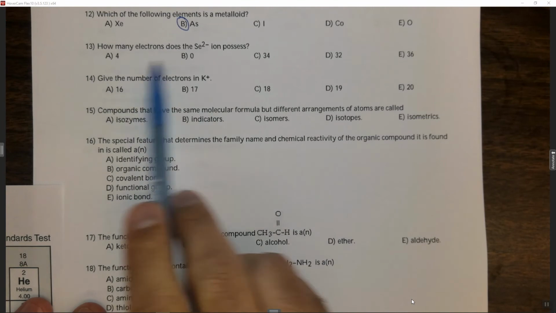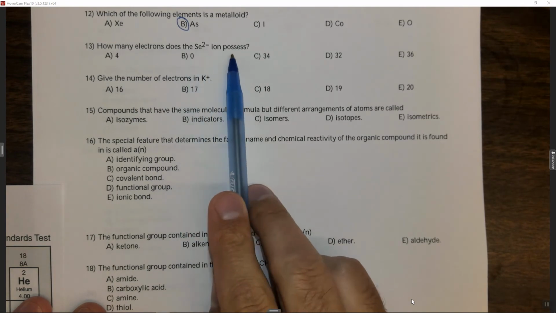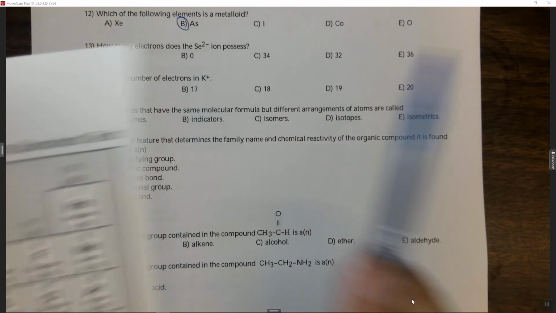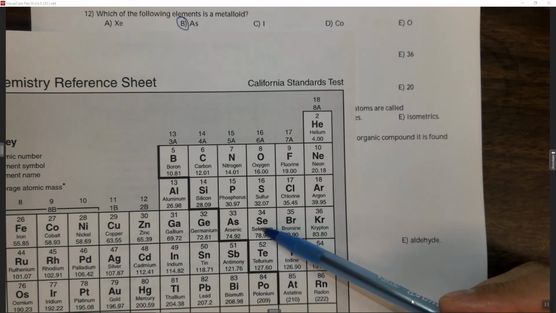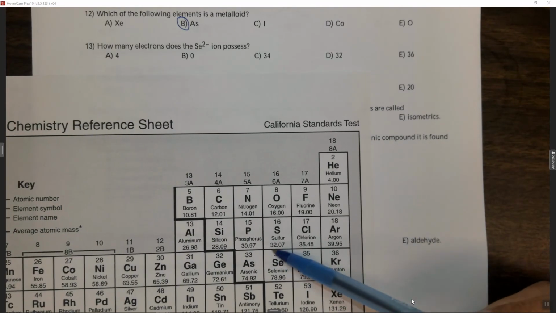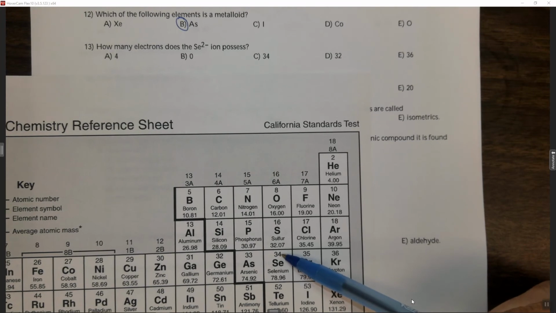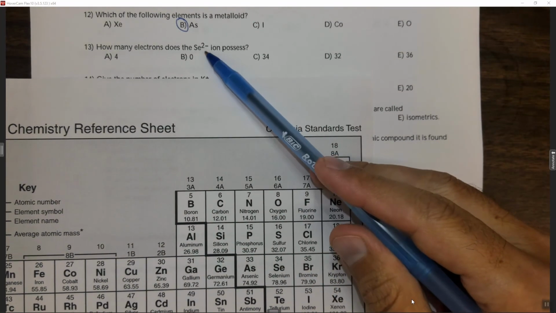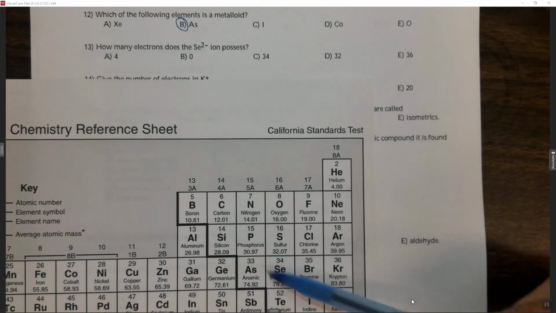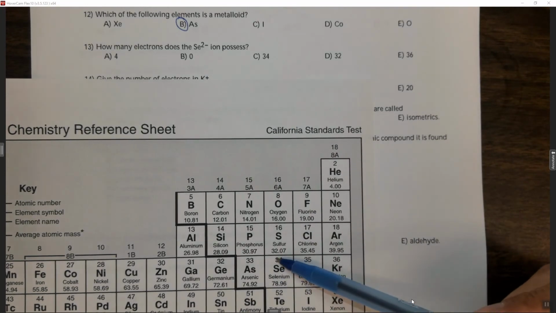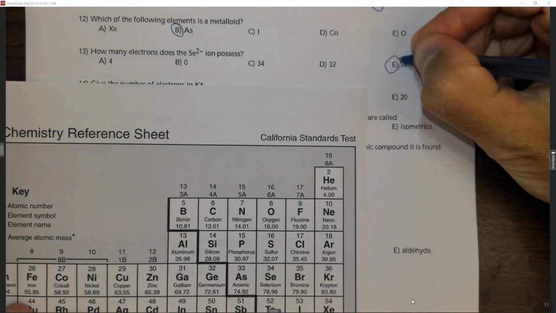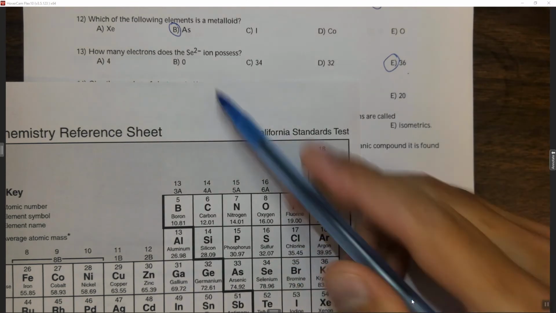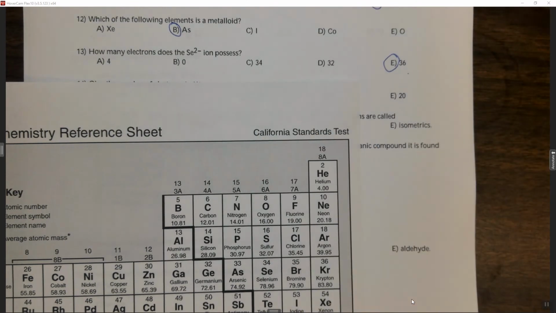Question says, how many electrons does Se2- possess? So we have an ion, an anion, because it's negatively charged. If we find selenium on our periodic table, we find that it has 34 protons. That means it has 34 positive charges. But this one is 2 minus, which means that it has 2 extra electrons. In order for this to have 2 extra electrons, it must have 36 electrons. So if it has 36 electrons and 34 protons, its overall charge will be 2 minus.